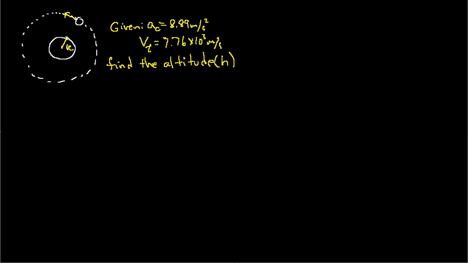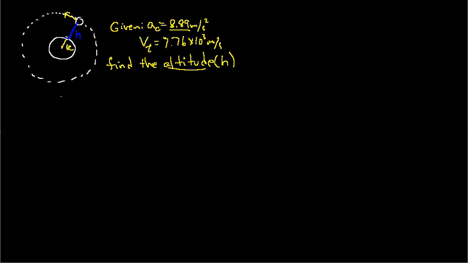So what we want to know is this height here, h, from the surface of the Earth to the height of the satellite. In this problem, we're given the centripetal acceleration, 8.89 meters per second squared, and the tangential velocity, 7.76 times 10 to the third meters per second. So we want to find the altitude.